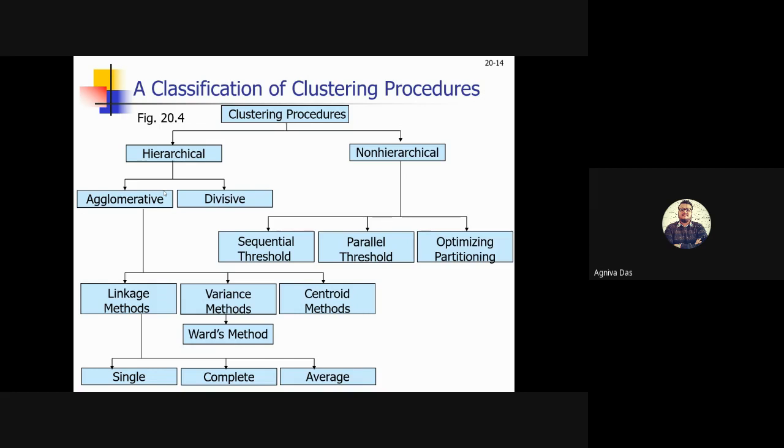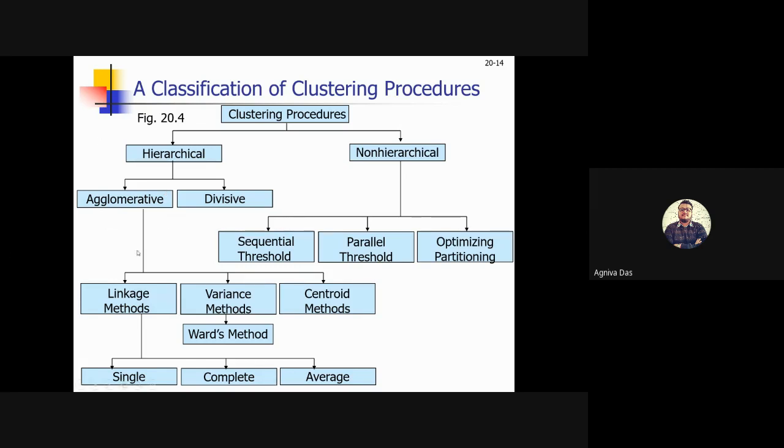Divisive means the opposite, back counting, which means you first assume all the data that you have belong to one single cluster, right? And then you take one away from the cluster and see how distant it is from all the others, and see whether that distance from all other observations is significant enough or not. If it is significant enough, then you label it an outlier. You label it as a separate cluster or not. Okay, so that is divisive.